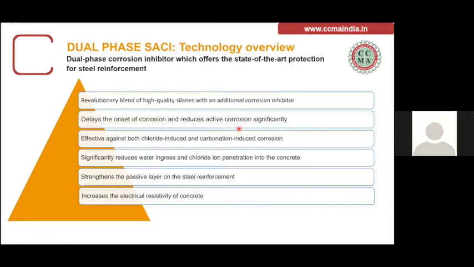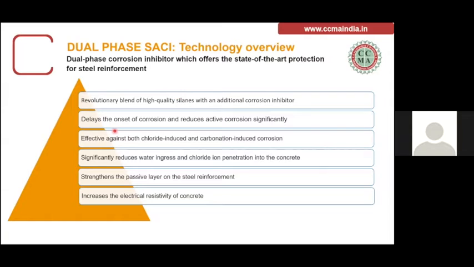So these dual phase surface applied corrosion inhibitors, what are the technologies? It is a revolutionary blend of high quality silanes. Now when I say silanes, you can automatically imagine the size of the molecule, and it also has an additional corrosion inhibitor. A silane technology by itself reduces your water permeability, and if that silane technology is combined with a corrosion inhibitor, it's going to be a double bonanza for the concrete in terms of protection as well as protection against corrosion.